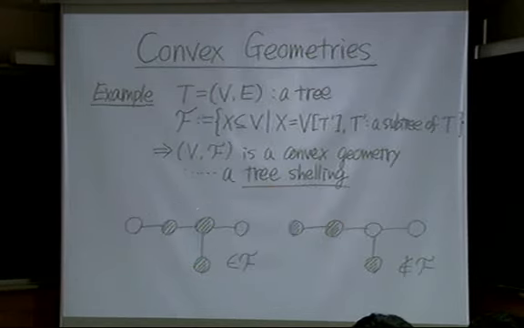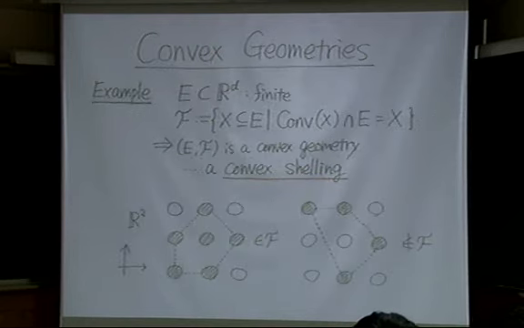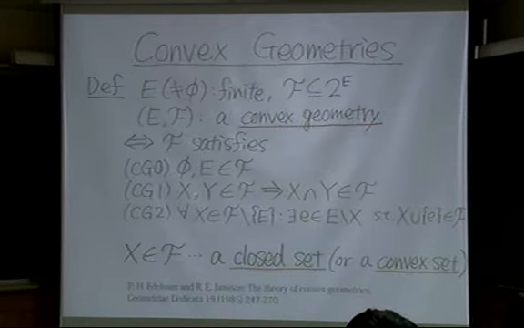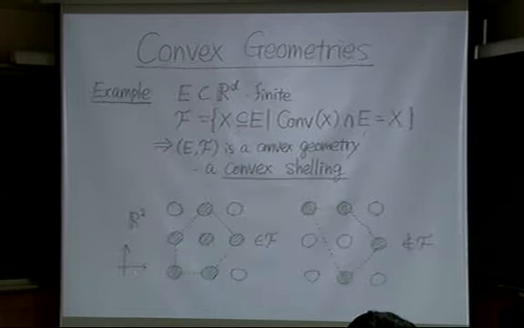And the next example is, okay. Let's see the third axiom, CG3. If we have some closed set, then we can add one element from outside. Okay. So, for example, in this case, we can add this one, yes, or this one, anything in this case.